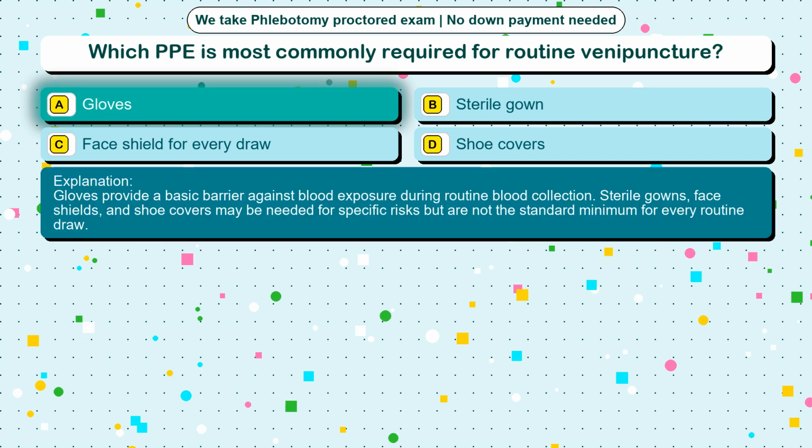Gloves. Gloves provide a basic barrier against blood exposure during routine blood collection. Sterile gowns, face shields, and shoe covers may be needed for specific risks but are not the standard minimum for every routine draw.